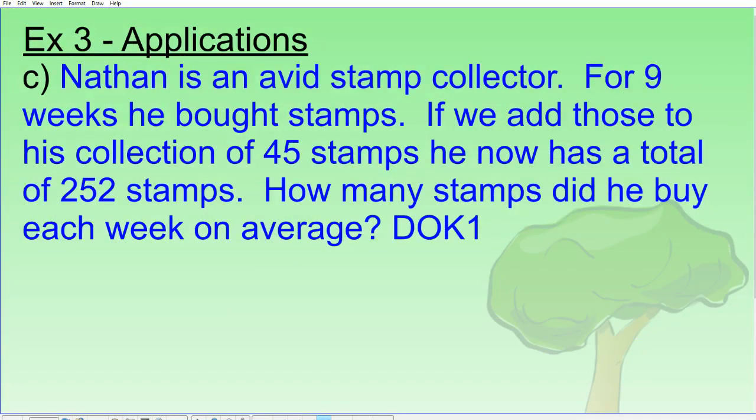Letter C, this is one for you to try. You do not have to write the problem down, but you do have to do it. It says here that Nathan is an avid stamp collector. That means he likes doing it. For 9 weeks, he bought stamps. If we add those to his collection of 45 stamps, he now has a total of 252 stamps. How many stamps did he buy each week on average? So if you could please go ahead and set up your equation and solve it and see if you can find the answer. Pause the video. When you're ready to continue, hit play, and we'll go through it together.